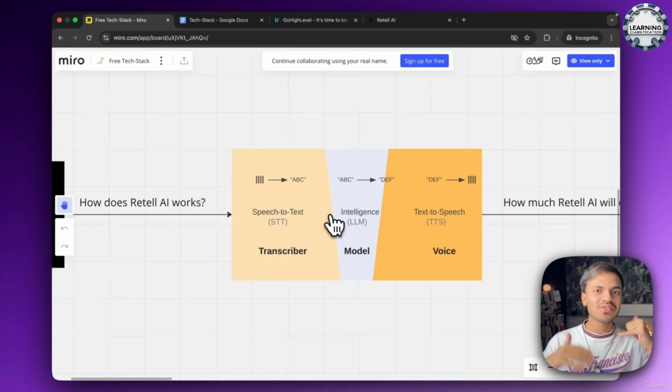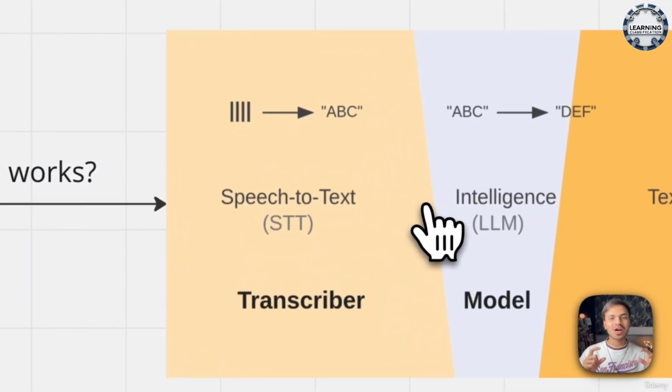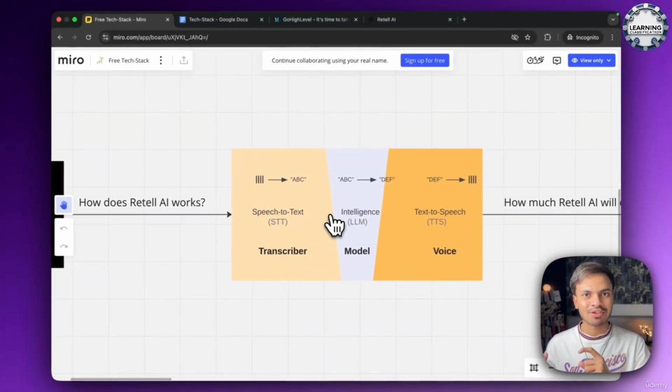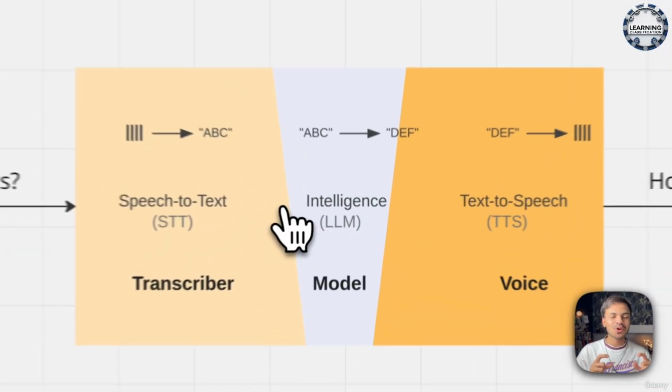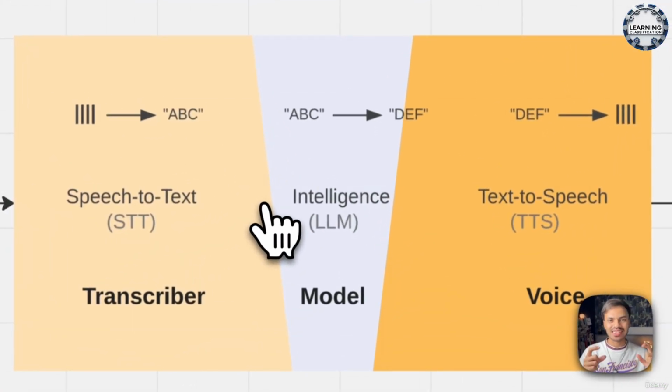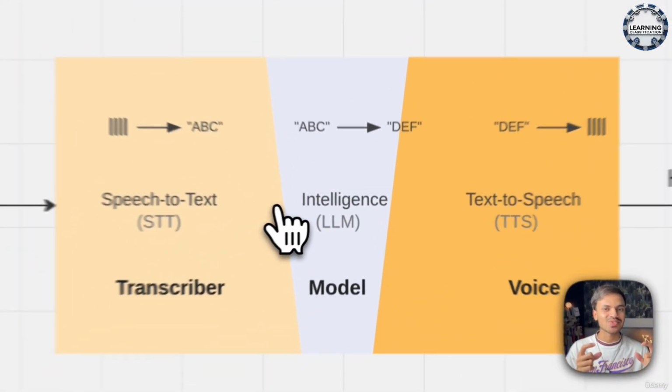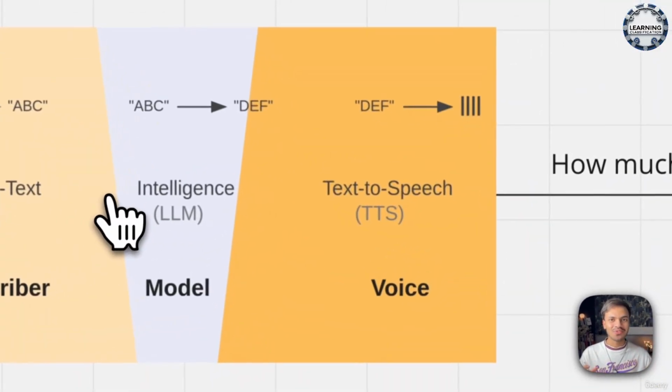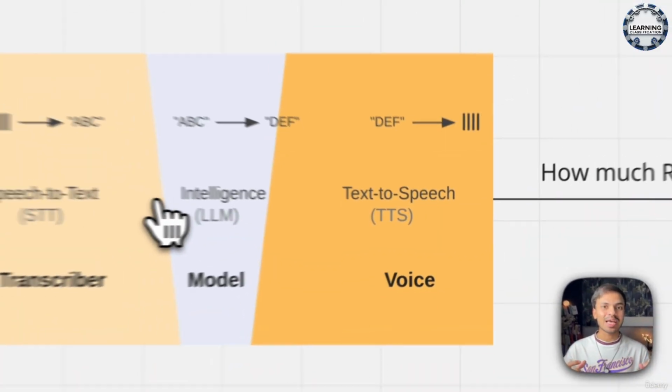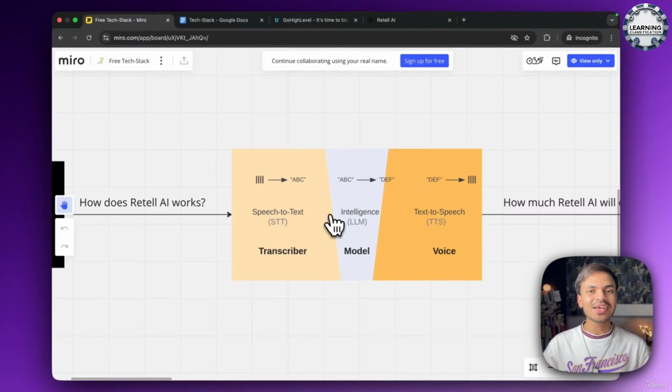Again, I will repeat, when someone is speaking on the phone, it will be in an audio file. We need to convert that into a text file in order to give it to our LLM or large language model. Then our large language model will convert it into a response. Again, the response will be in a text file. We need to convert it back into voice. That's where we can use 11 Labs, OpenAI, PlayHD to convert our text response into voice again.